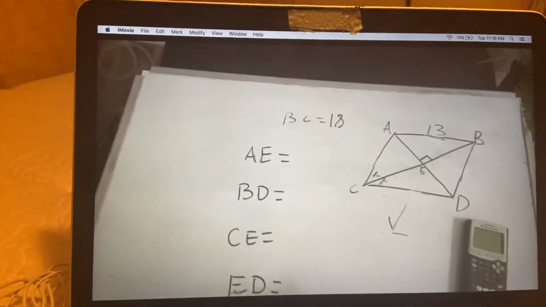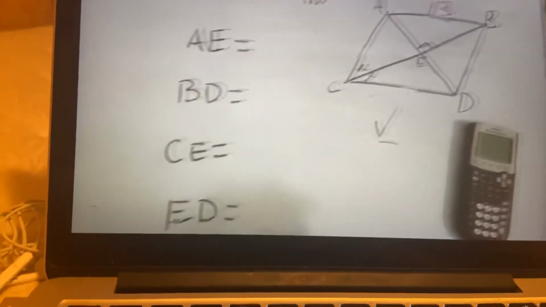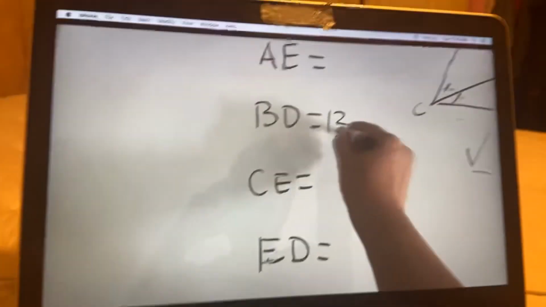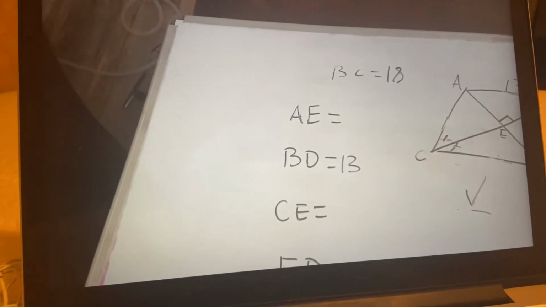So AE, BD, and CE and EB. Well, let's look. We know BD, right? Because all sides are congruent. So BD has to be 13. Okay.